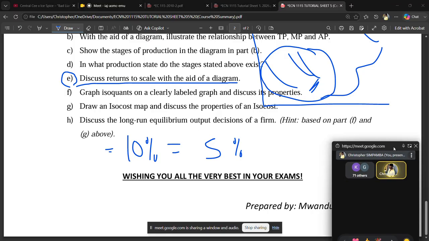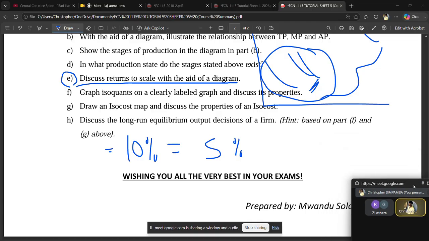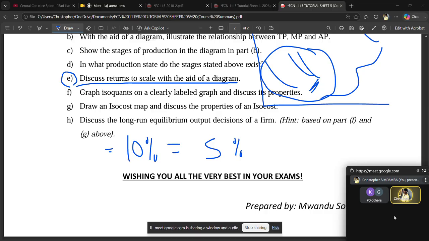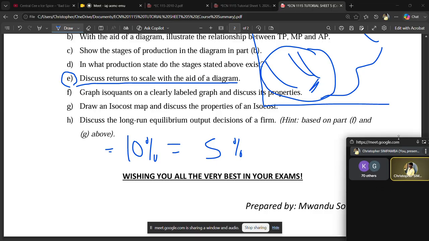Okay. Yes, there's someone with a question. Go ahead if you have a question. I can't see the screen for people. I don't know what happened, but if you have a question, go ahead.